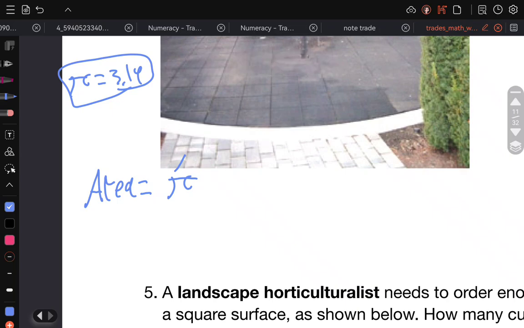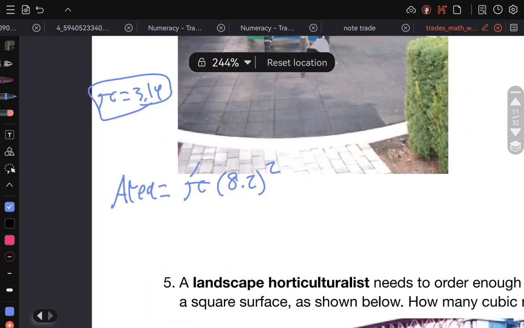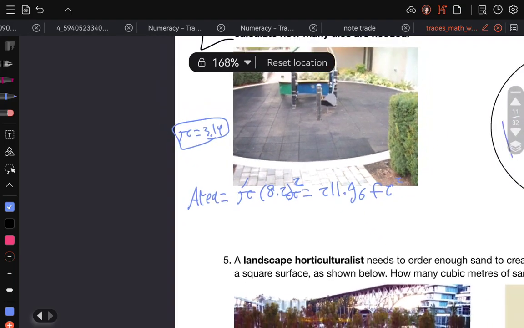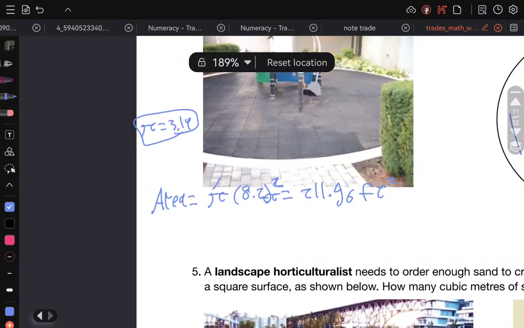Okay, by 8.2 power 2. Okay, and it's gonna be 211.96 feet square. Why feet square? Because it's already in feet, and by square it's gonna be square. I hope you could understand that. So this is the first step, to find out the area.